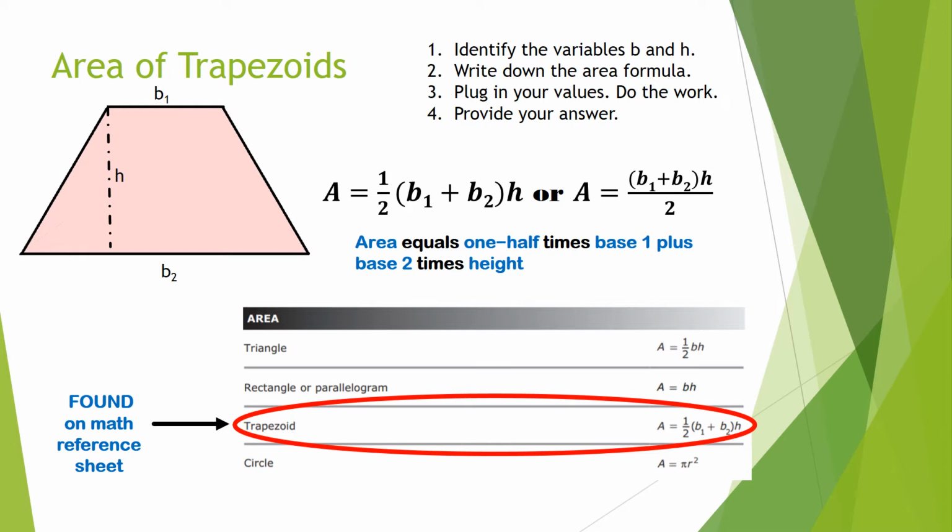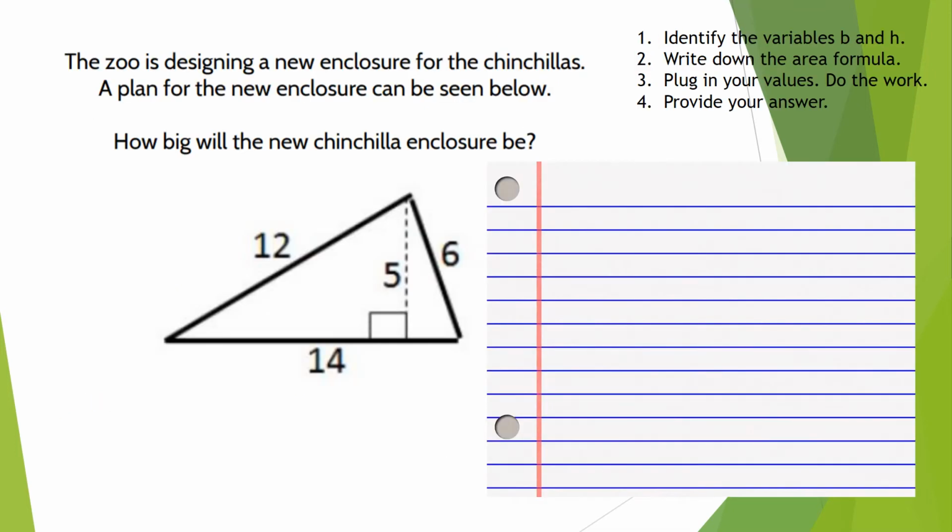Okay, area of trapezoids. Remember, a trapezoid is also found on your mathematical reference sheet. Remember, we're going to do area equals 1/2 times base 1 plus base 2 times the height. Or you can think of base 1 plus base 2 times the height divided by 2. I like to think of base 1 as whatever number is up top, whatever number at the bottom is my base 2, and then you multiply it by the height. All right, let's go ahead and get started on a couple of problems.